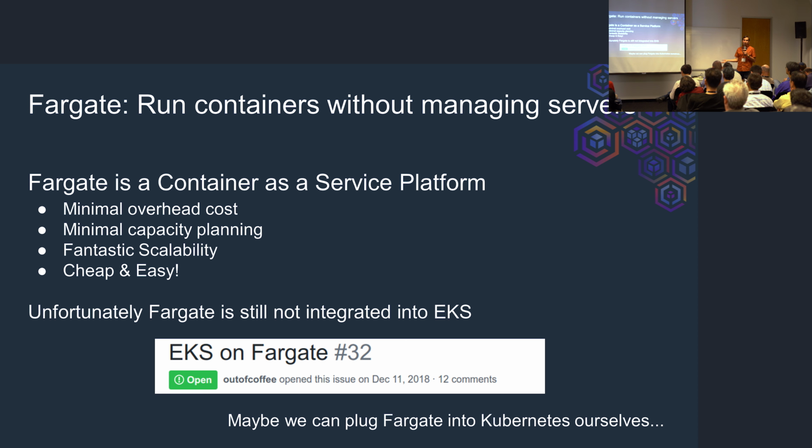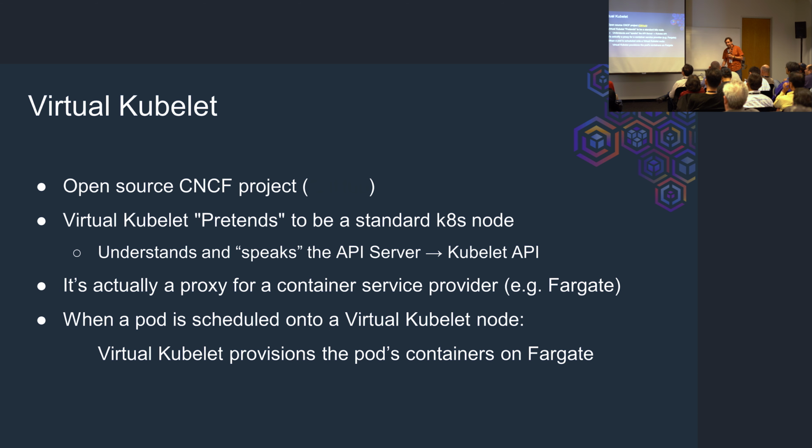But in the meantime, maybe we can run it ourselves. Maybe we can fit Fargate into Kubernetes on our own. And that's where Virtual Kubelet comes in. Virtual Kubelet is an open source CNCF project. Virtual Kubelet pretends, as you can tell by the name, to be a kubelet. And it impersonates a regular Kubernetes node. So it understands and speaks the API server to Kubelet API. However, when you dispatch a pod to Virtual Kubelet, instead of running the pod on the local OS, it runs it on Fargate. So it's responsible for translating between your Kubernetes pod manifests and Fargate.